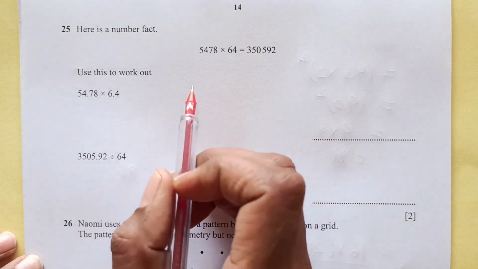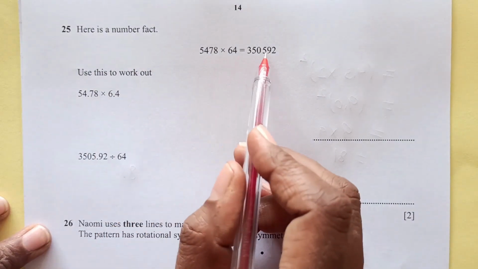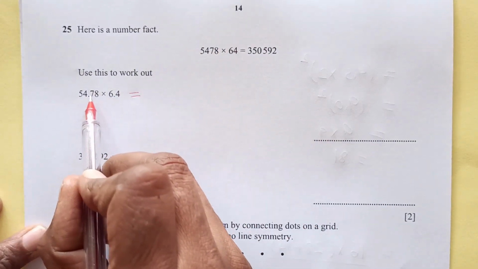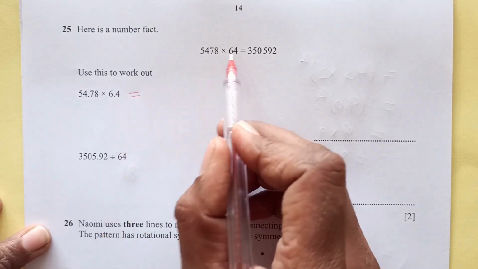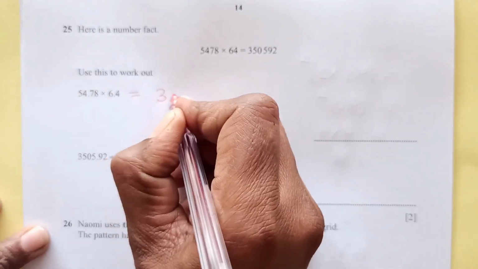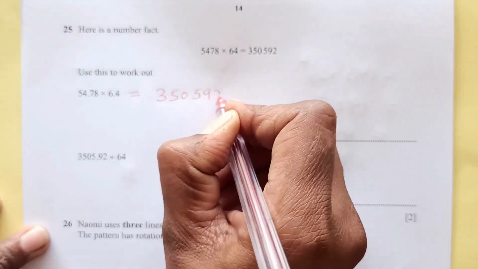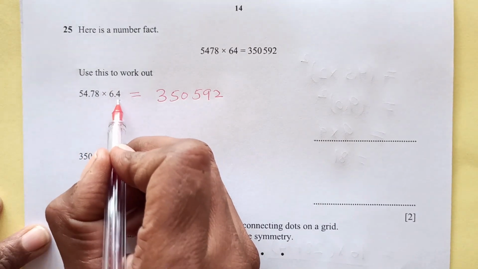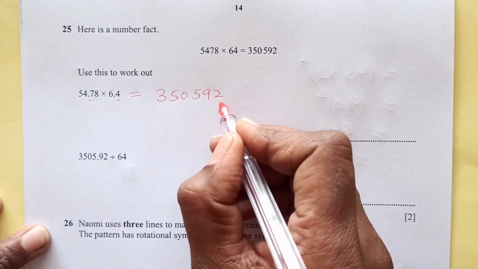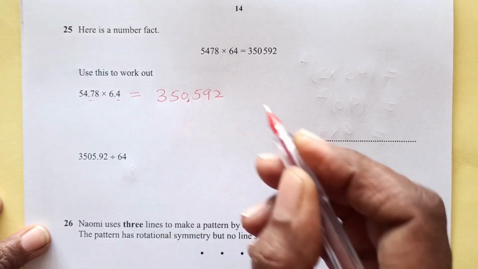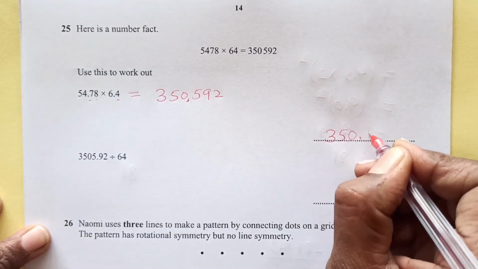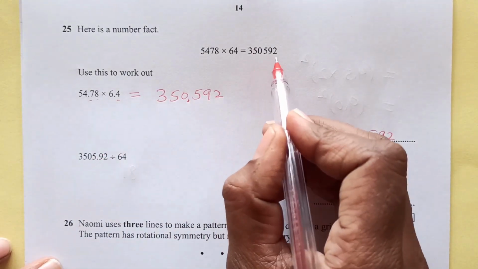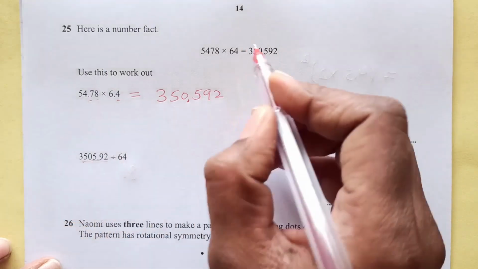Now question number 25, here is a number fact. These are the number facts. Use this to work out. So now you see the digits are the same, 5478. 5478 times 64. So the answer is going to remain the same except the decimal place. These digits multiplication is this one. Now decimal places: 1 is here, 1, 2 and 3. So we'll start from the right hand side, 1, 2 and 3. So this is going to be 350.592, right? Now similarly here, 350592 divided by 64.